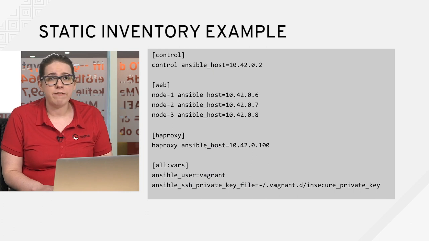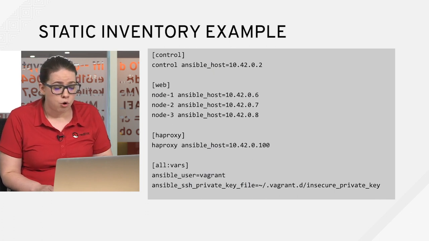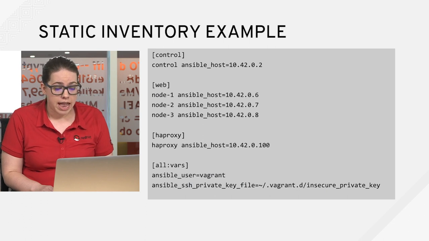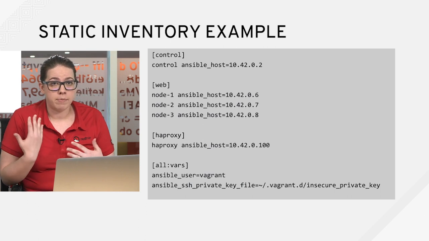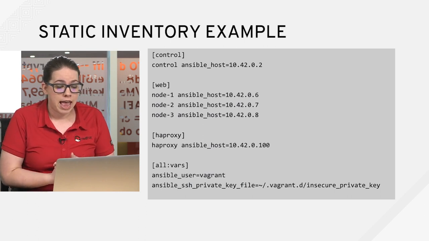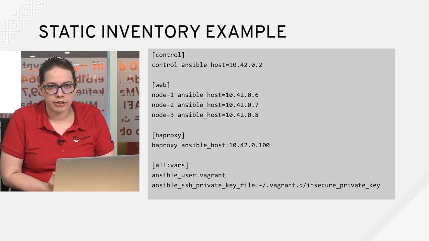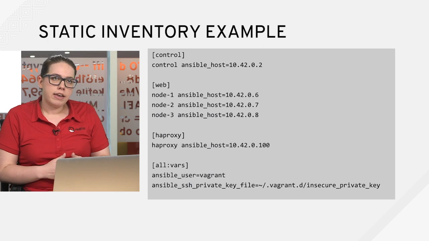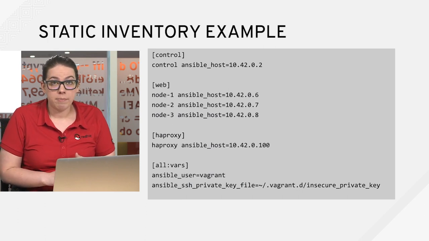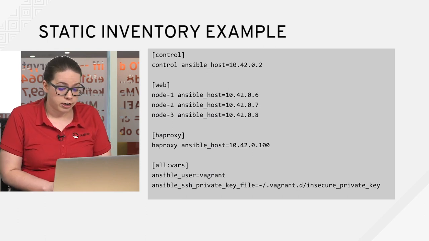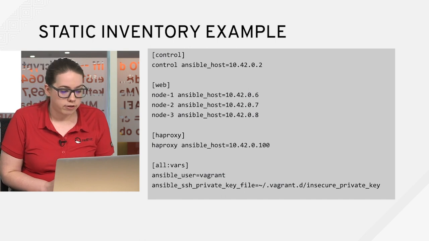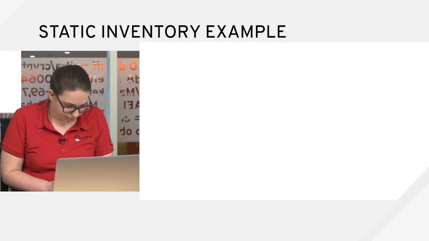And we also have some inventory specific data where we're defining Ansible host for each of these different nodes. And then we have a var section defined for all the hosts where I am setting my connection information as well as my path to the private key file that I'm using for authentication. So now that we've looked at an inventory example, I'd like to demonstrate some ad hoc commands against my target machines. So I'm just going to transition over to my terminal window.